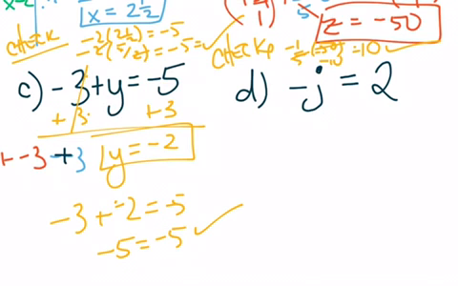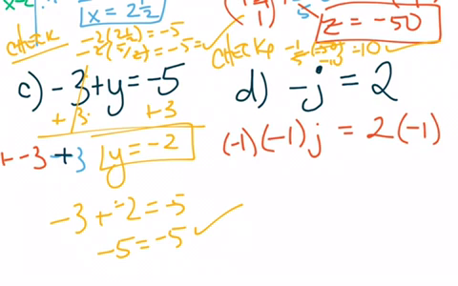And then the last one, negative j equals 2. Again, you need to get rid of that negative sign. So it is being multiplied by a negative 1. You've got to get rid of the multiplication of negative 1. There's two ways of doing it. You can either multiply both sides by a negative 1, because our goal is to cancel out all these negatives. So even though it's not the opposite operation, it still does what we need to.